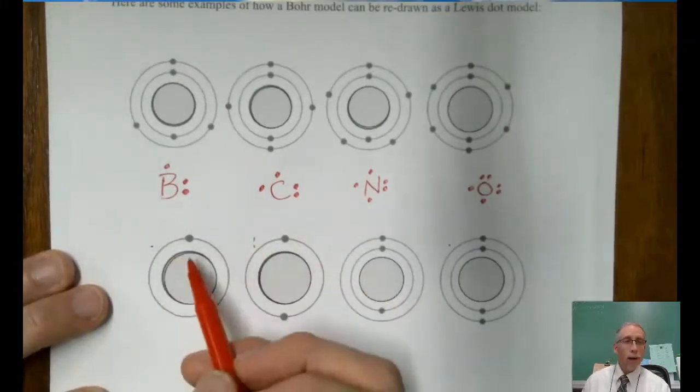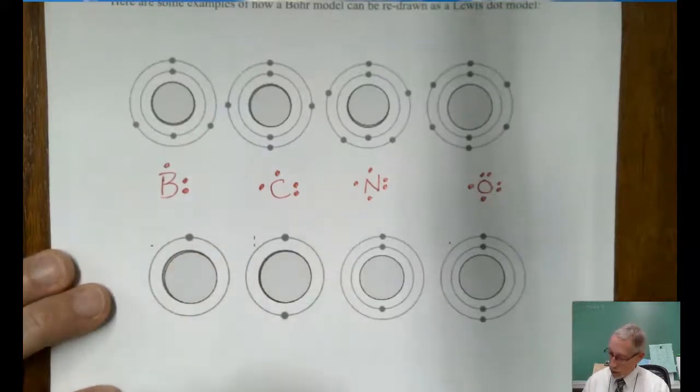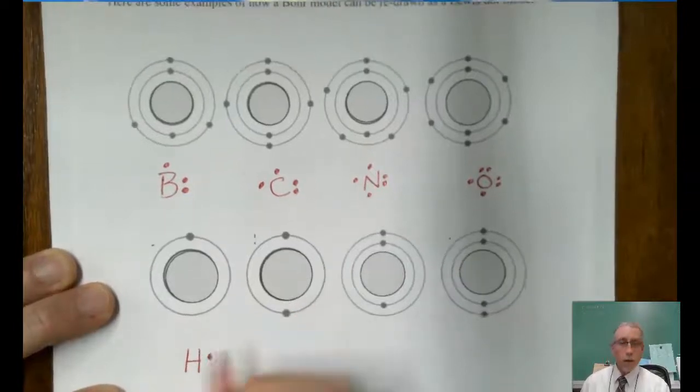Notice I actually went back and I got hydrogen. So 1 energy level and only 1 electron. So we would call it H. And I'll put the first dot here on the right.